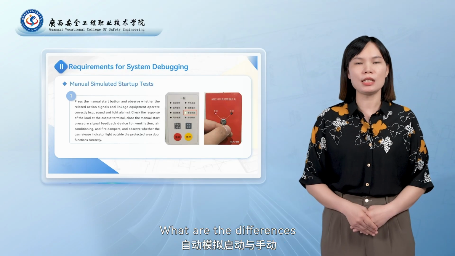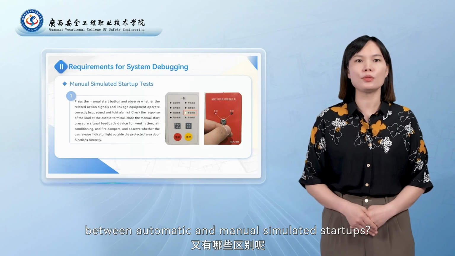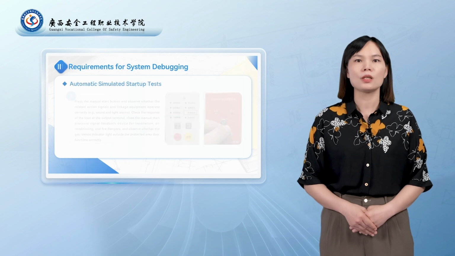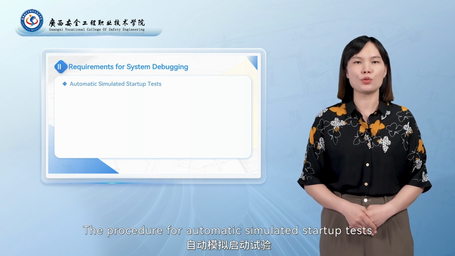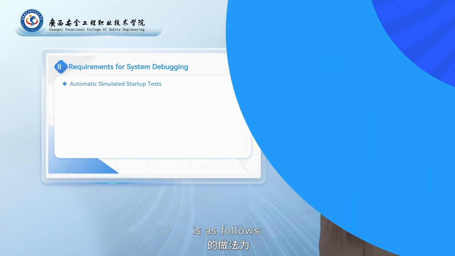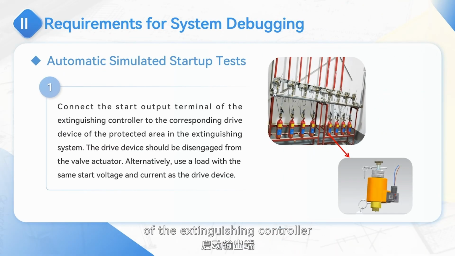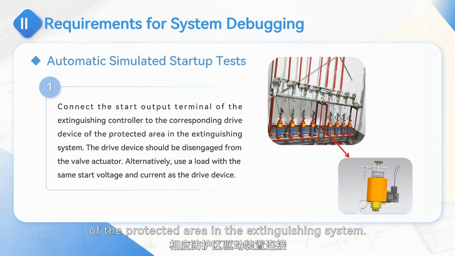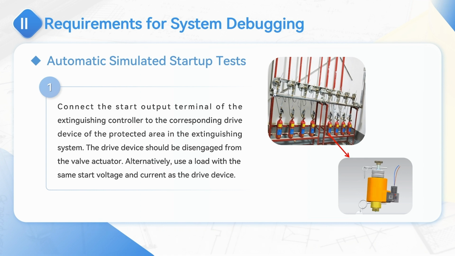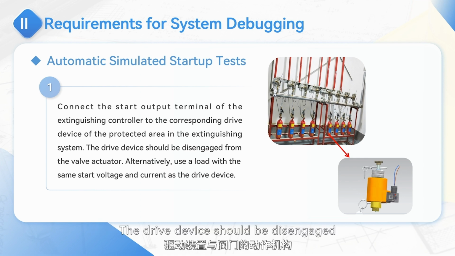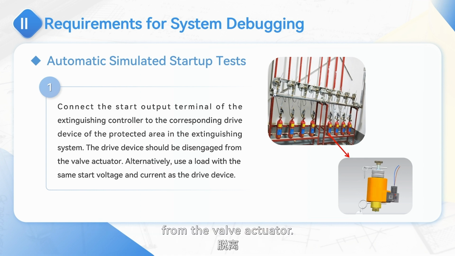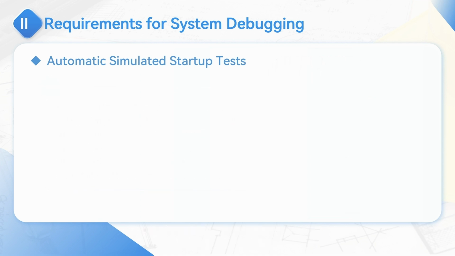What are the differences between automatic and manual simulated startups? The procedure for automatic simulated startup tests is as follows. 1. Connect the start output terminal of the extinguishing controller to the corresponding drive device of the protected area in the extinguishing system. The drive device should be disengaged from the valve actuator. Alternatively, use a load with the same start voltage and current as the drive device.